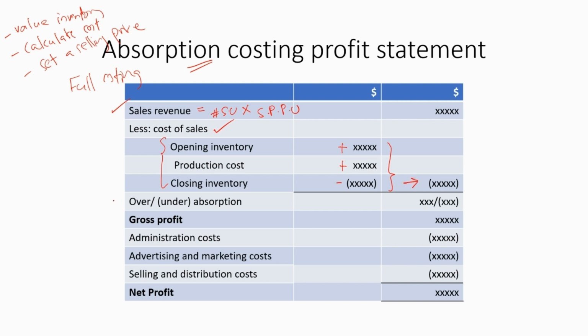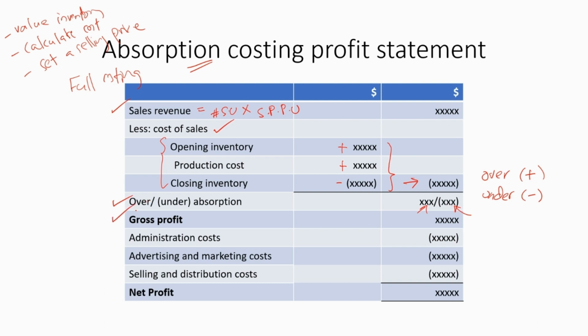Then we have to adjust for the over or under absorption. We discussed earlier how to calculate the over or under absorption. If you can remember, if it is an over absorption, we treat this as an income, which means we are going to add this value, which is this. If it is an under absorption, we treat this as an expense, which is this. We deduct this value. So this is very important. If it is an over absorption, add this value. If it is an under absorption, deduct this value.